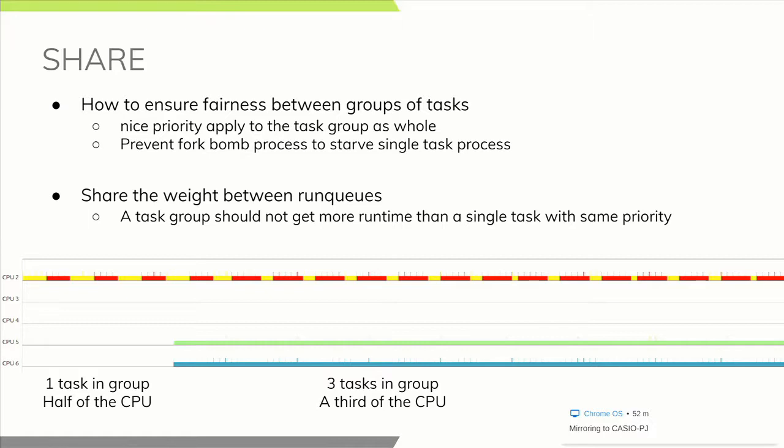As I explained, if we take this example, between the yellow, the green, and the blue, we are not fair. I mean, they don't all have the same amount of running time. So we are doing some load balance. The load balance is only about pulling tasks. Periodically, a CPU will look at all the other CPUs and see if it should pull a task. We are never pushing tasks. We are only pulling tasks.